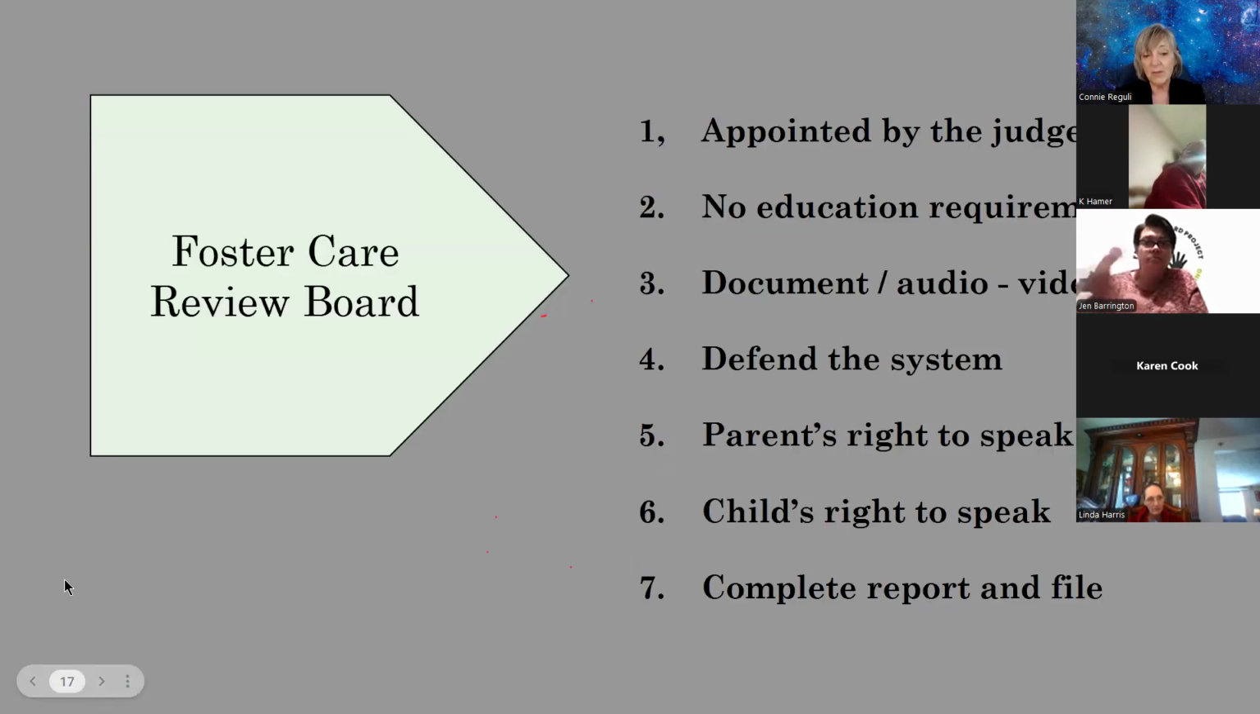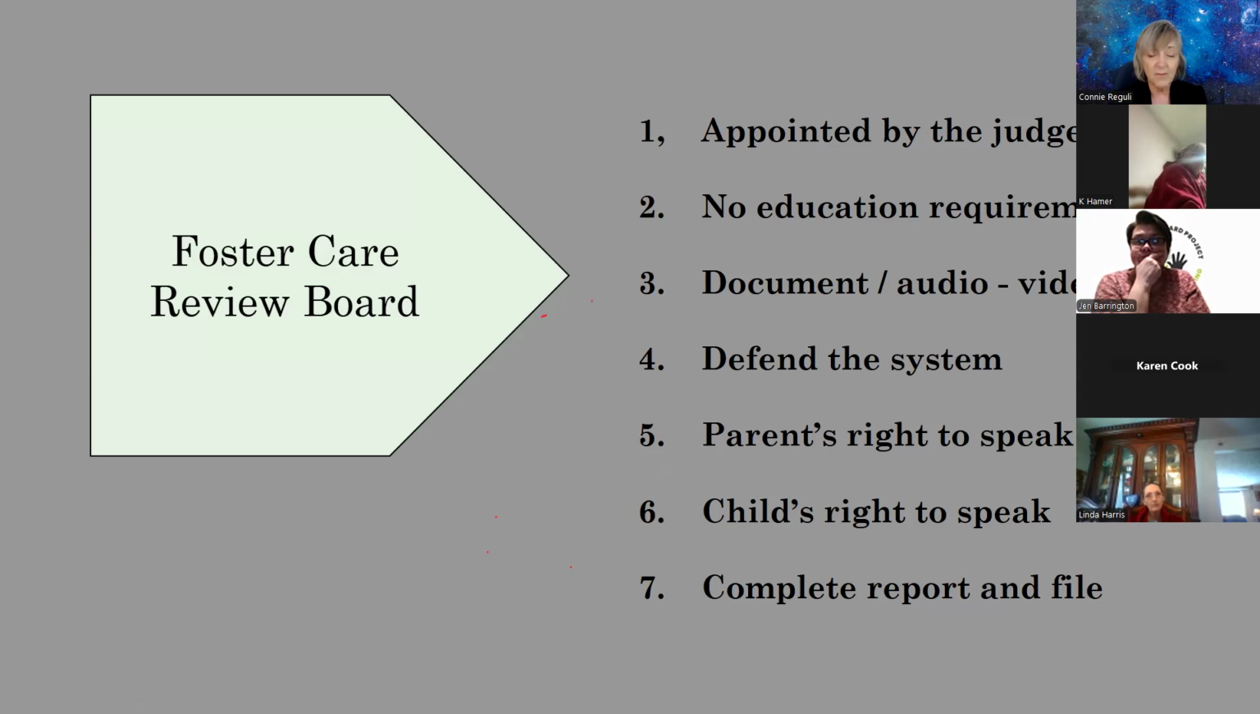All right, the Foster Care Review Board. This is an interesting issue. It's required by law to have a foster care review board, but here are some things to know. First of all, the Foster Care Review Board is appointed by the judge. So if a parent feels a certain amount of hostility coming from the judge, there's a good likelihood that's going to trickle down to the Foster Care Review Board.